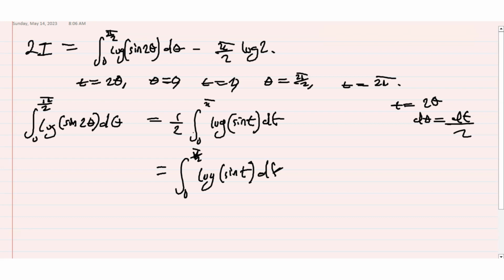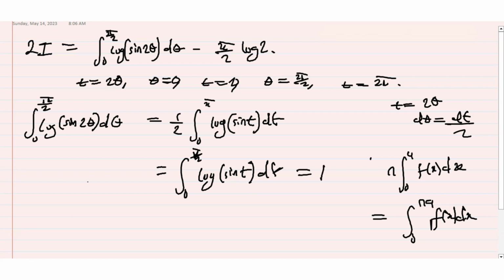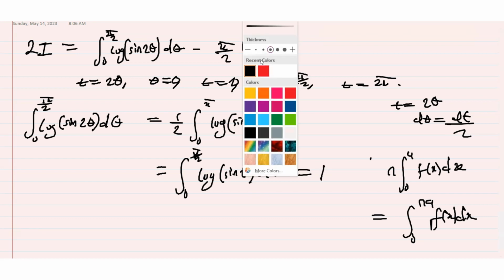And the reason being that, since this function is periodic, there's a theorem in definite integrals that n times the integral from 0 to a of f of x dx is essentially the same thing as the integral from 0 to na of f of x dx, when f of x is periodic. Okay, now that is what we have used here. So this is basically I. This is basically I. So that means 2I.